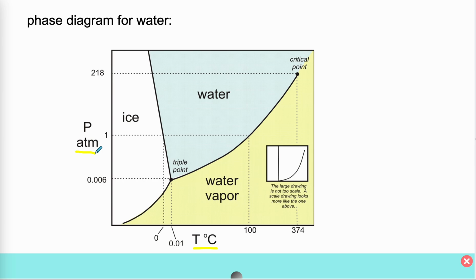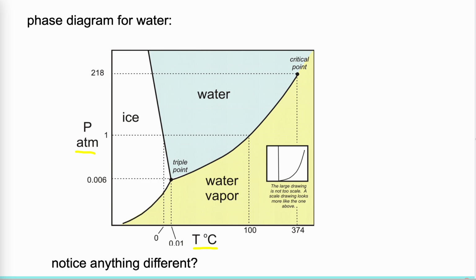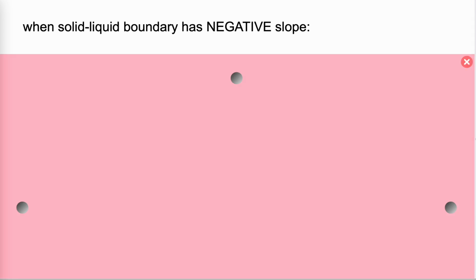We see a triple point, we see a critical point, and we see a normal melting point and a normal boiling point. But do you notice anything qualitatively different about this phase diagram compared to the one I showed you before? Well, as you can see, this boundary line, the one that is between ice, the solid phase, and water, the liquid phase, has a negative slope. Instead of pointing in the forward direction, it's pointing in the reverse direction. So, what does that mean?